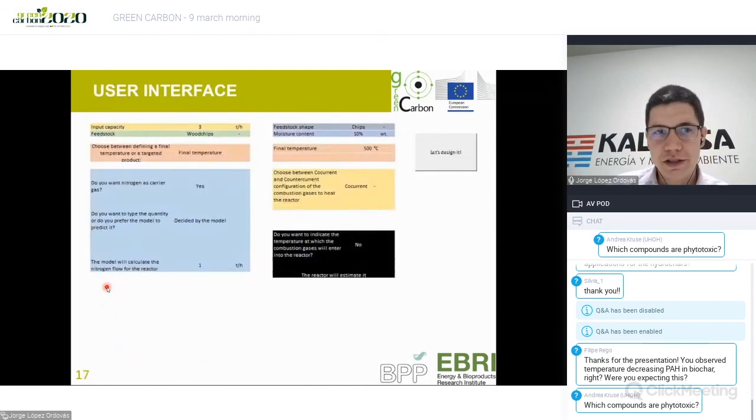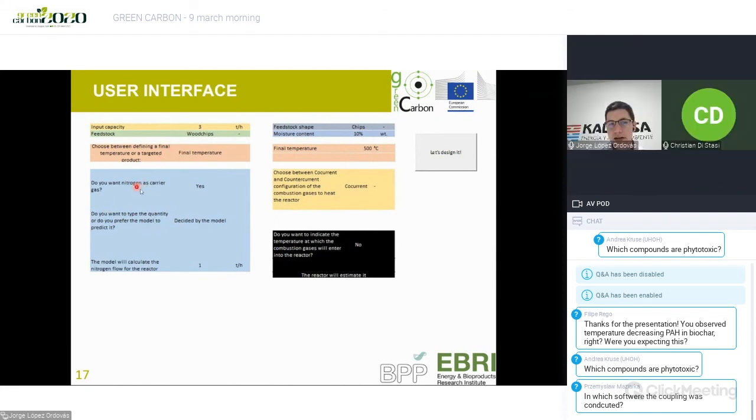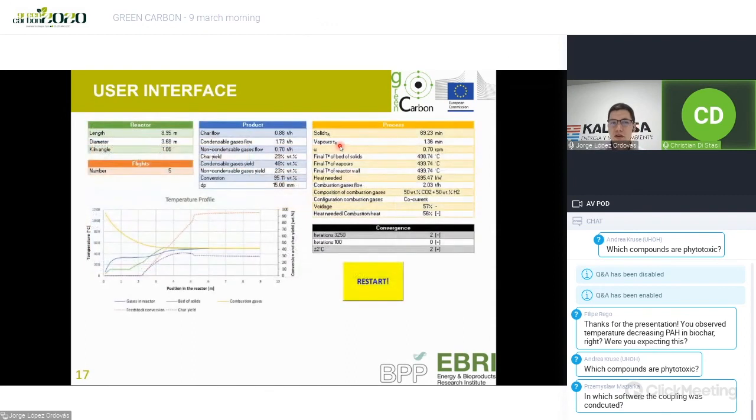For the user interface, we use this interface where we indicate the feedstock capacity, the type of feedstock, the temperature we want, the carrier gas if we want one, the feedstock shape, and the moisture content. And then we are given all of this information, which is really useful and is what we need. Among others, we have the mechanical specifications here.